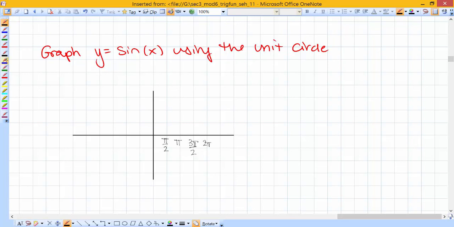So using your unit circle, go to 0 radians, and since we're looking for sine, we want to look at the y value. Please don't forget that. Y equals the sine of x, and y is sine. So y equals sine on the unit circle. So at 0, your sine is 0. At pi over 2, your sine is 1. At pi, we're back at 0. 3 pi over 2, negative 1. And at 2 pi, we're back at 0. This is the full movement around the circle.